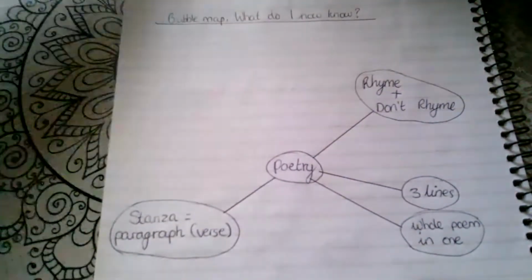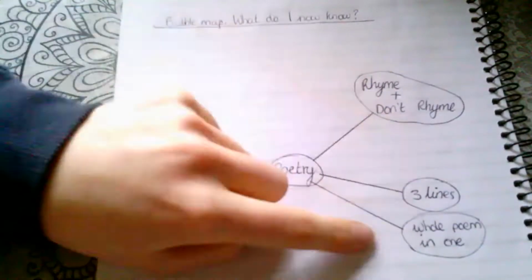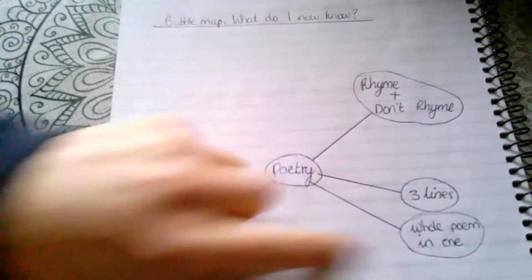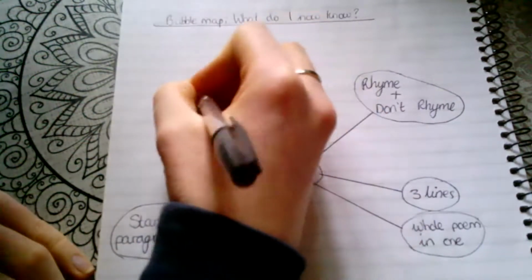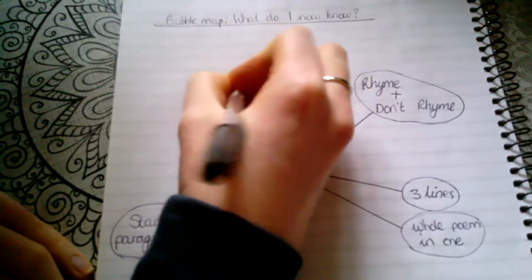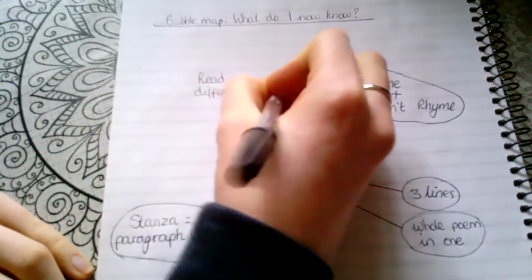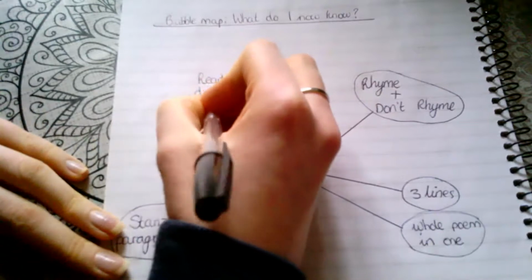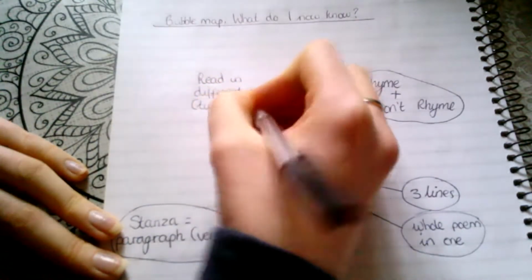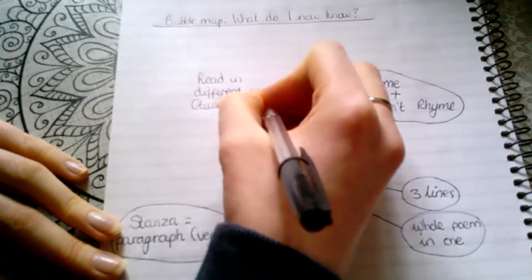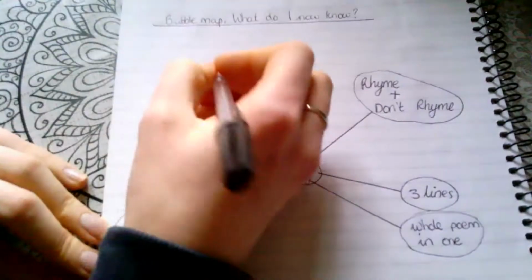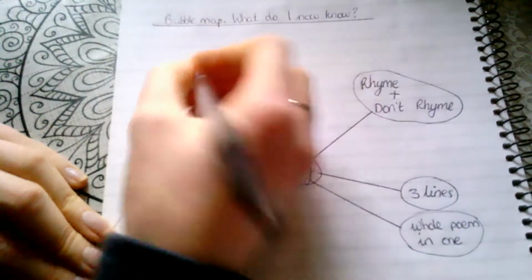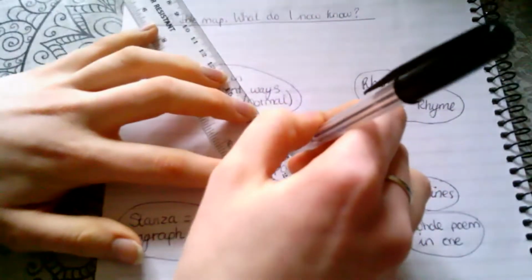Because I'm drawing my lines as I go, I can see where I've got lots of room. What else do we know? So we know that they rhyme and they don't rhyme. We know that some have 3 lines, some have a whole poem in one. I'm also going to put that they are read in different ways. I'm going to put in brackets here, some are sort of tuneful and some are just read in a normal voice. And that is quite a big bubble this time. So I'm going to leave it there.